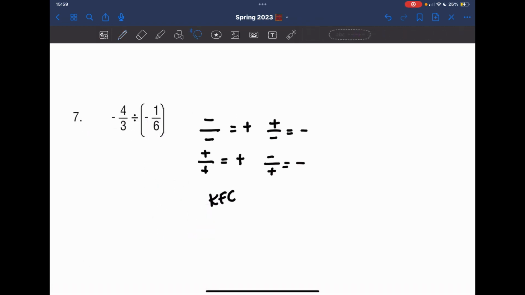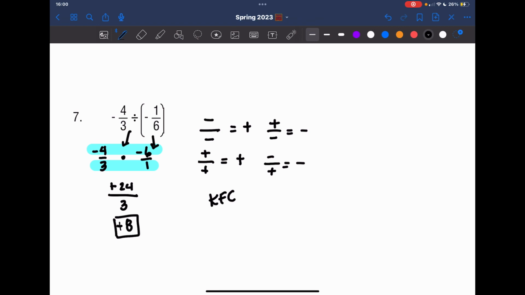We're going to divide the fractions. We want to go ahead and use a KFC for keep, change, flip. So our first fraction is going to be -4 over 3. We're going to keep that fraction. Our second fraction is going to be the reciprocal of -6 over 1. And we're going to change our sign to multiplication. When you multiply fractions, you multiply going across. And then we're going to say 24 divided by 3 gives us a total of +8. So it's going to be +8 as our answer.